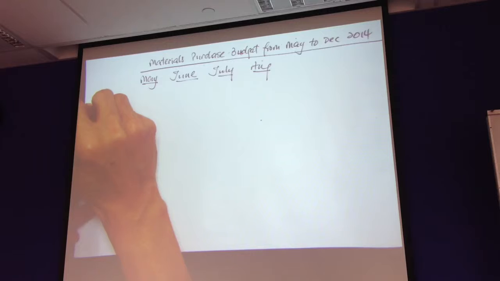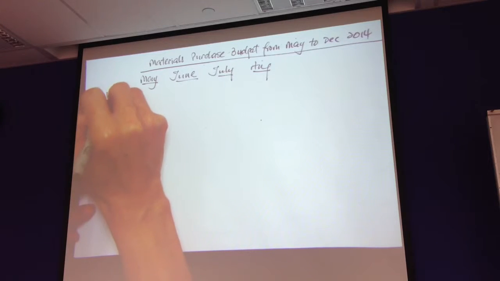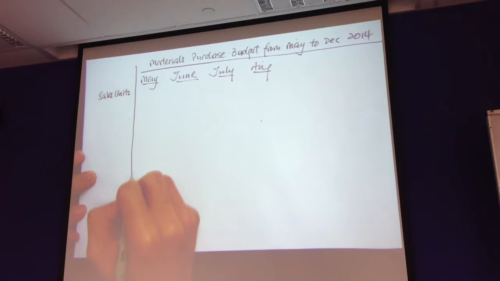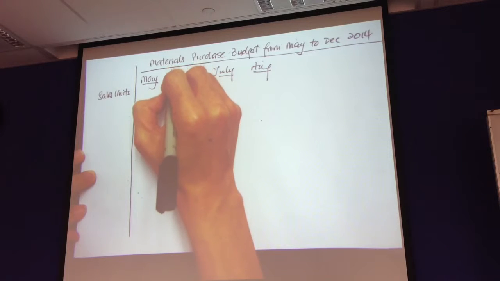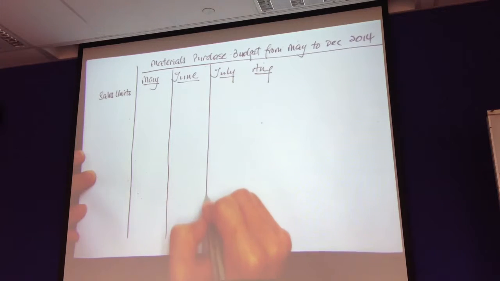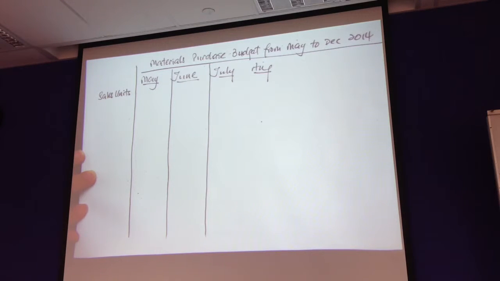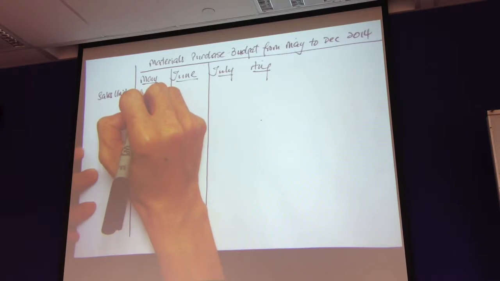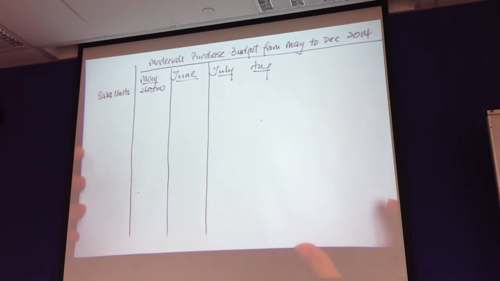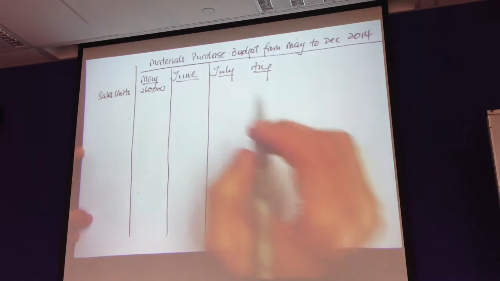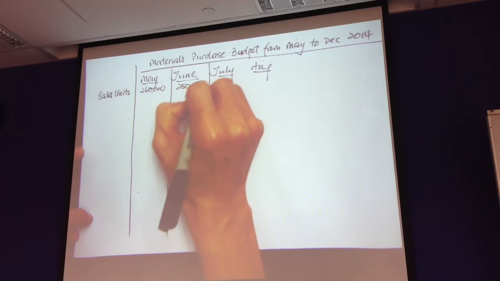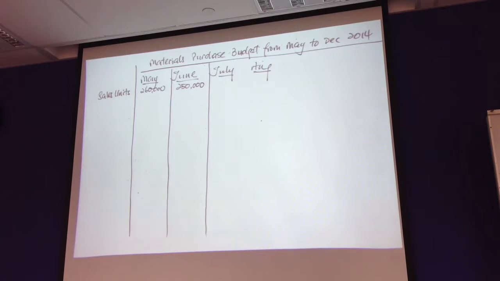Now, first and foremost, what is the sales units? We covered 2 months of that, isn't it? We're told in the question, first month of May, sales unit, 260,000. For the month of June, 250,000. Fine. That is the sales units.